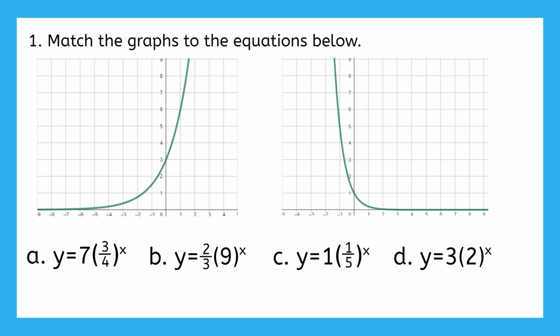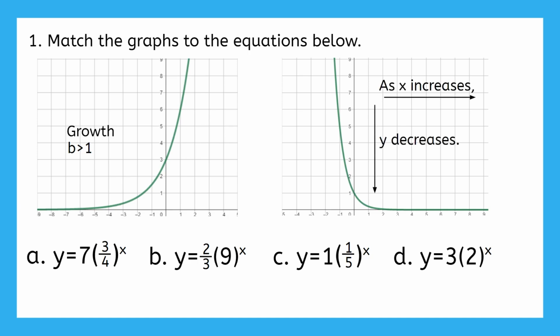Let's work through this together. I notice that our first graph looks like it's increasing, meaning that it's an example of exponential growth. What does that tell me about the equation of this curve? If it's exponential growth, then b has to be greater than 1. For our second graph, it looks like it's decreasing, meaning that it's an example of exponential decay. What does that mean for the b value of this equation?